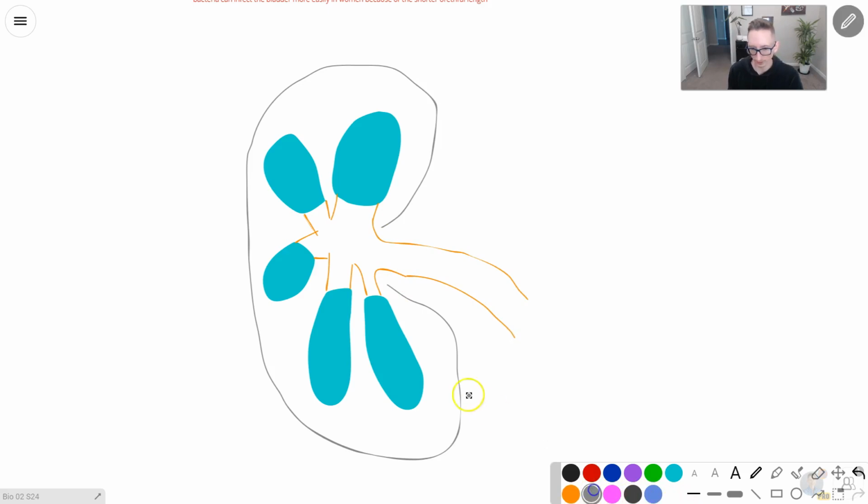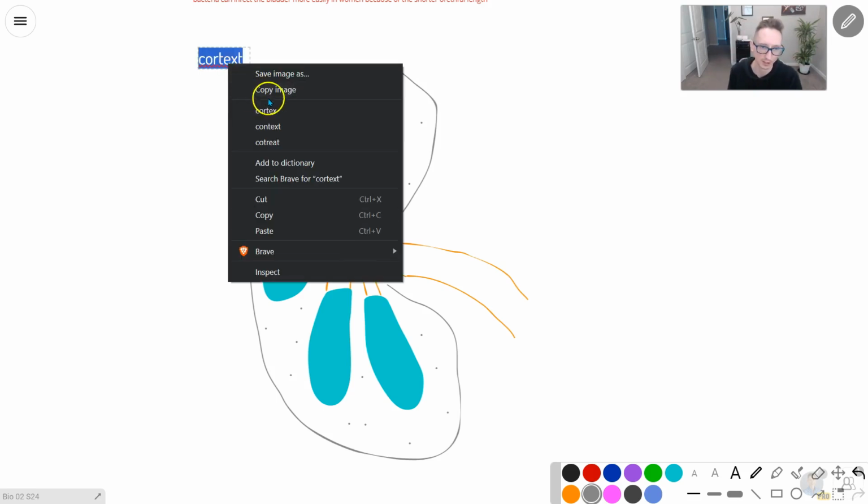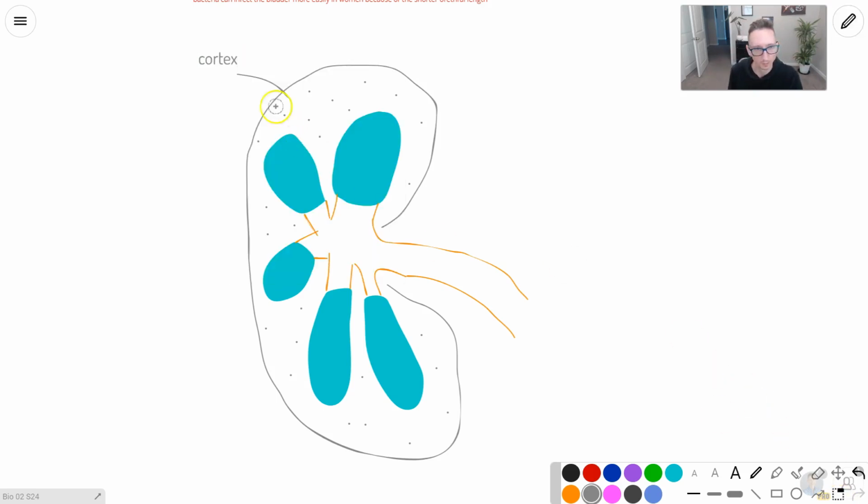Okay, this part we'll give a little texture, just so it's visually appealing. All right, so this outer part here is called the cortex. Just like your brain, cortex. The outside is called the cortex, which I always thought was confusing because it has the word core in it. But the cortex is the outside of something as far as anatomy goes.